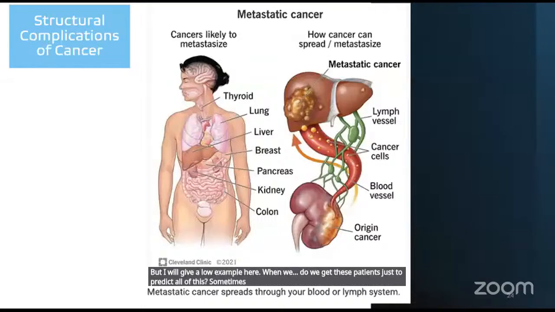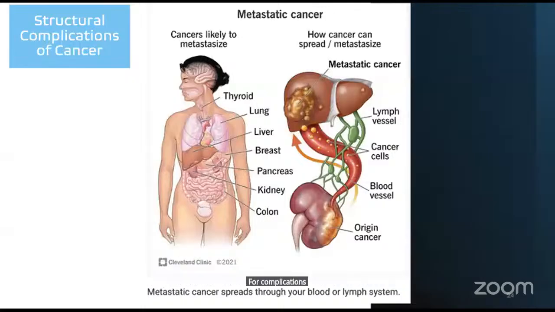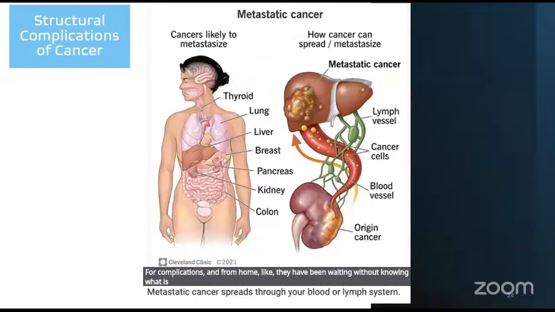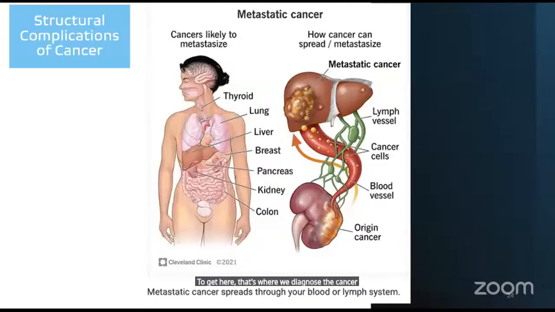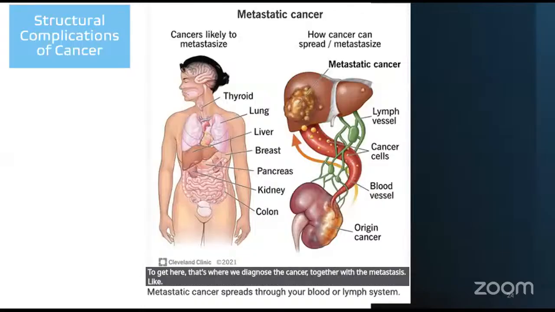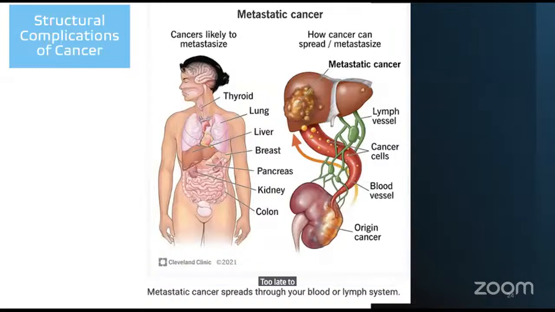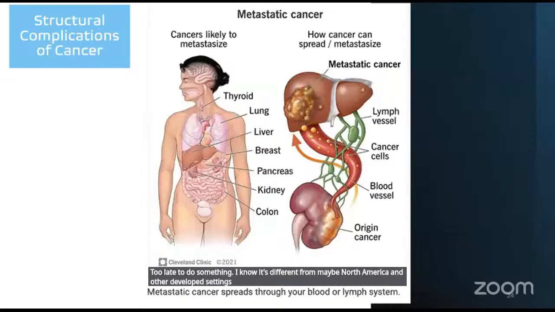Sometimes patients present to our ICU with complications. They have been at home waiting without knowing what is going on, and once they get respiratory issues, they come here. That's where we diagnose the cancer together with metastasis, which is too late to do something. I know it's different from maybe North America and other developed settings, but this is normally what we should be doing to predict all the metastasis.